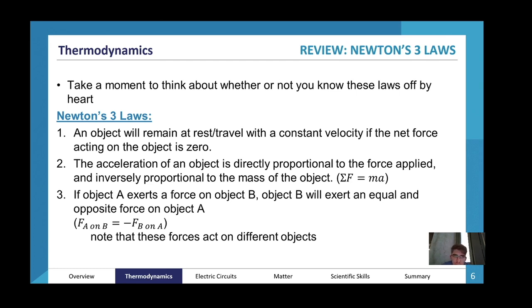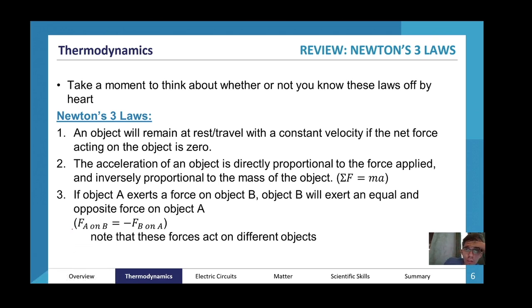So let's start with the first law of motion. An object will remain at rest, or travel with a constant velocity, if the net force acting on the object is zero. The key word here is net force. So let's start a little bit explaining the very, very basics. I will go on to this again, but let's start with the very basics.